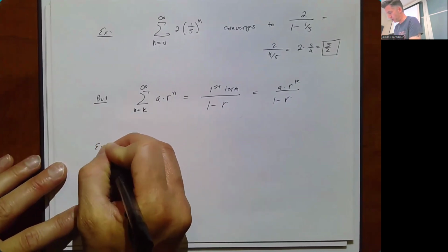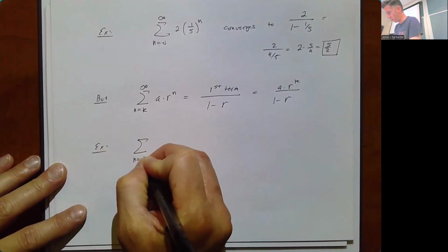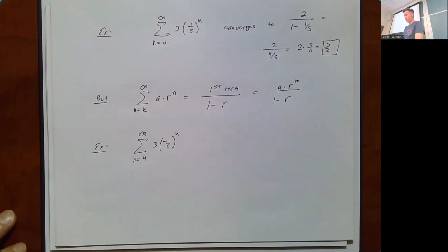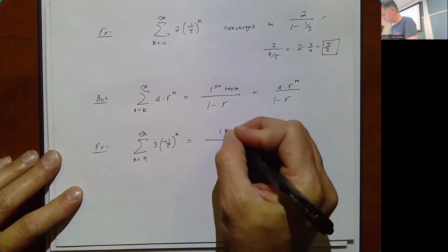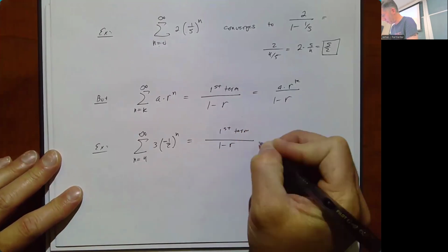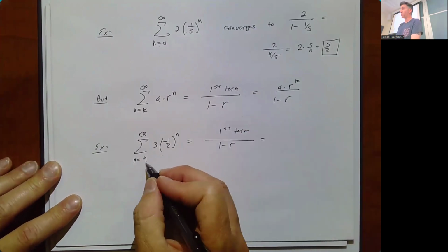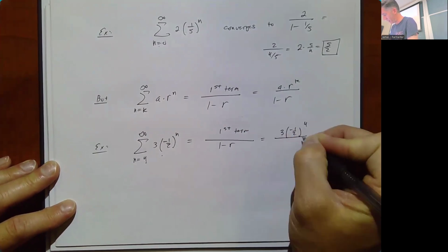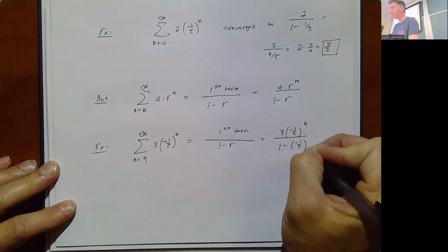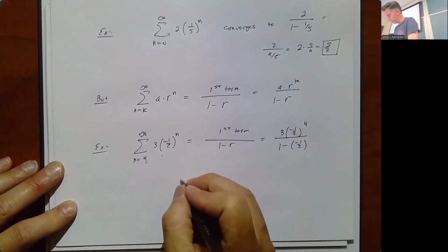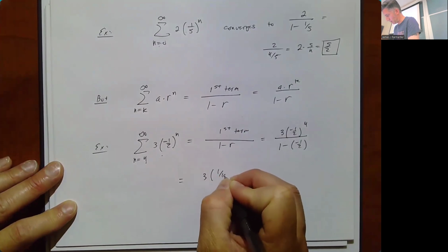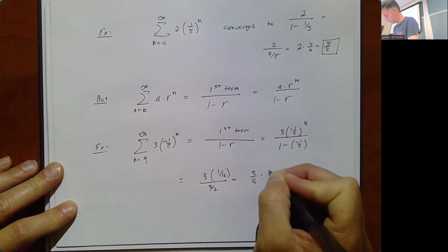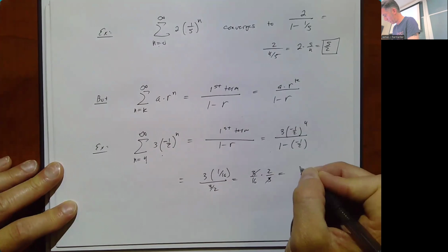So for example, if someone said, what's the sum from n equals 4 to infinity of 3 times -1/2 to the nth power? Well, I would say that's going to be my first term over 1 minus r. My first term, if I plug in n equals 4 as my starting place, is 3 times -1/2 to the 4th power, divided by 1 minus -1/2. And then I would probably simplify it. That's going to be 3 times 1/16, and 1 plus 1/2 is 3/2. So then I would have 3/16 times 2/3, which comes out to 1/8.